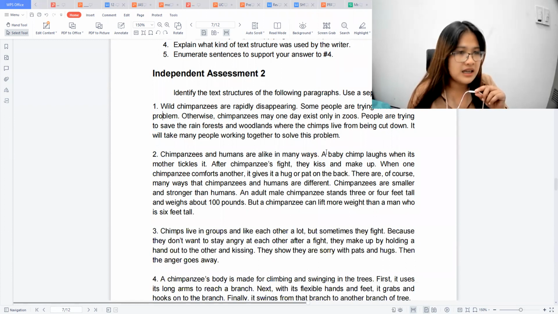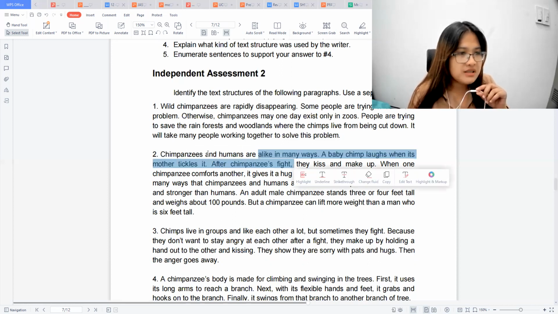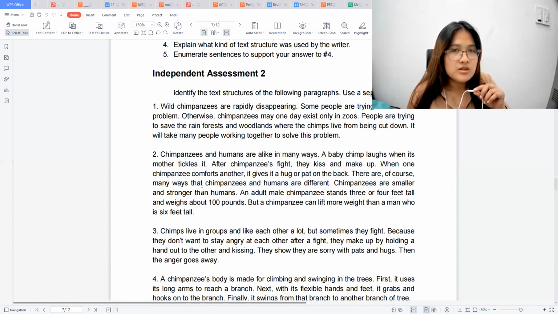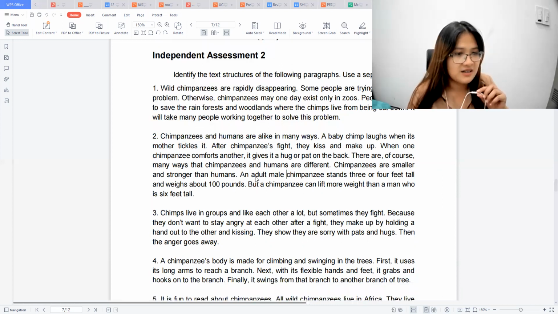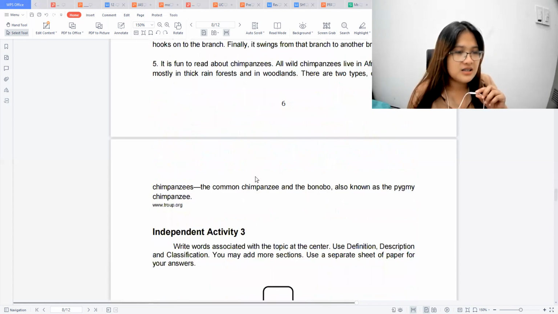Next. Chimpanzees and humans are alike in many ways. A baby chimp laughs when its mother tickles it. After chimpanzees fight, they kiss and make up. When one chimpanzee comforts another, it gives it a hug or a pat on the back. There are, of course, many ways that chimpanzees and humans are different, alike and different. Okay? So even if we're not finishing the entire work here, we already know that it's comparison and contrast. Okay? So, ayan, the rest you can work on na lang.